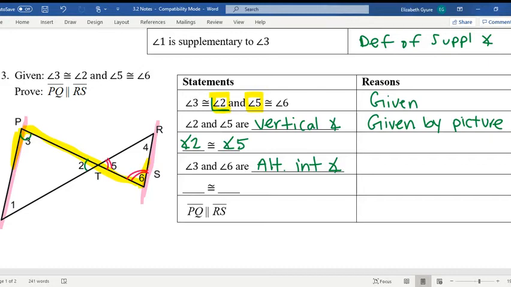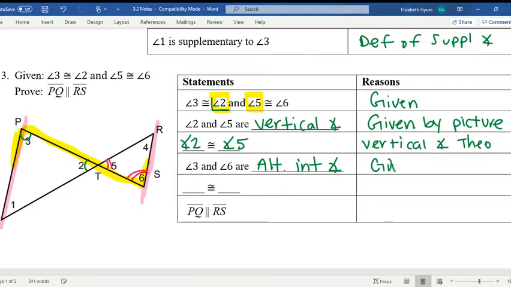Oh, I forgot my reason here. I almost missed it. If angles are vertical, then they're congruent. Anyone remember what that theorem is? Use your context clues. It's the vertical angle theorem. We had vertical angles, right? So that is the vertical angle theorem. Good. Okay. Then 3 and 6 are alternate interior angles.